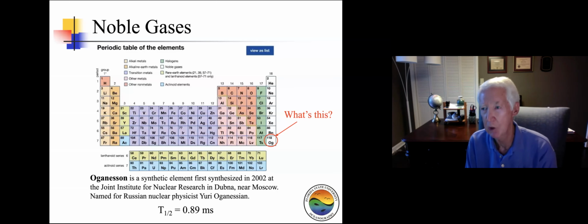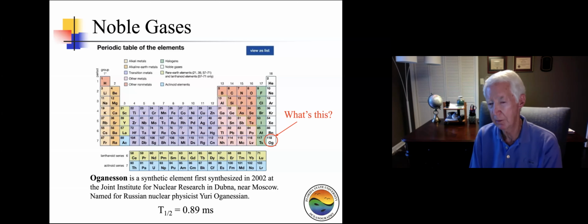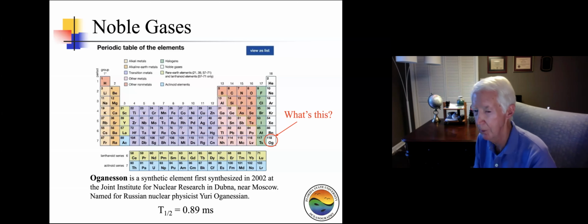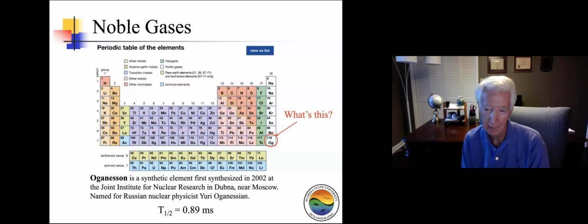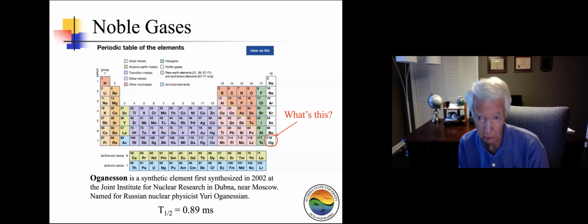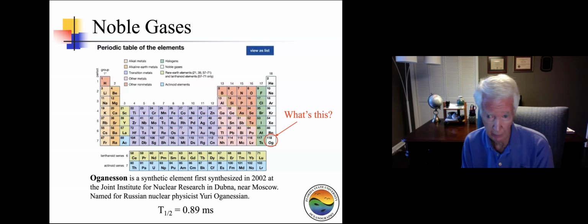You need a cyclotron to make it. It has a half-life of 0.89 milliseconds. So it's probably not going to help us as an SGD tracer, but it is now the heaviest noble gas. It used to be radon was the heaviest noble gas, and it's no longer the case.